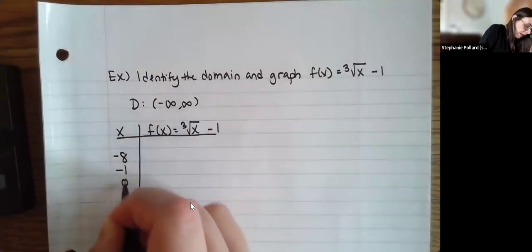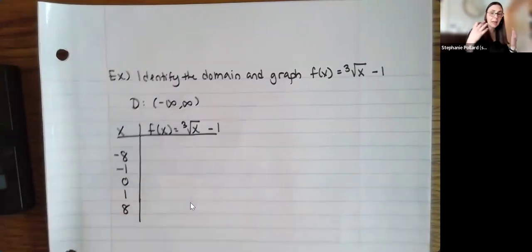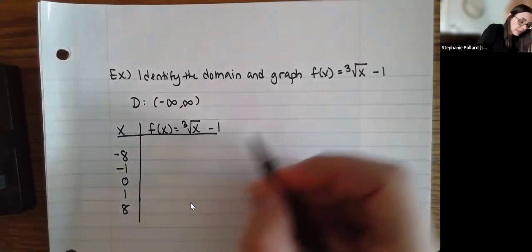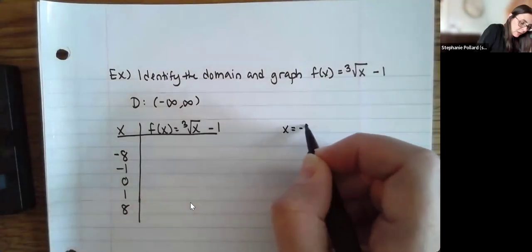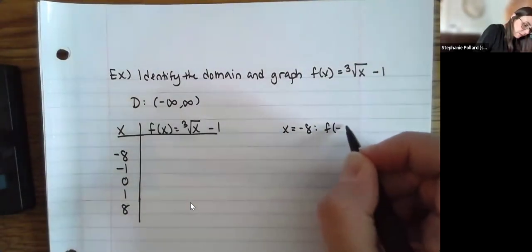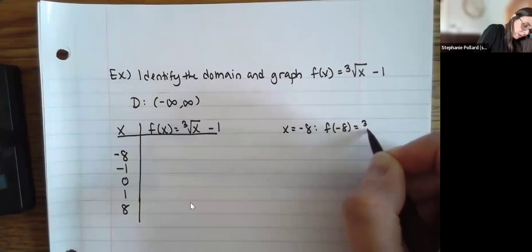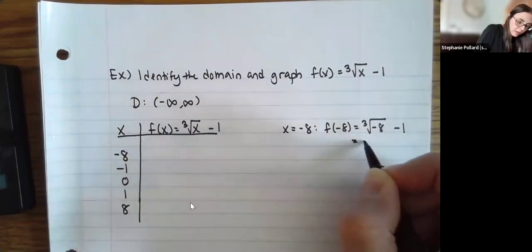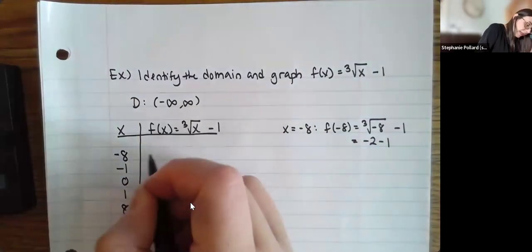-1, 0, 1, and 8. And again, I'm thinking ahead a little bit here because I'm saying, okay, that's a cube root. I would like to not have to use my calculator, although I can. So I'm just going to plug in these values. So let's do -8 first. I get the cube root of -8 minus 1. The cube root of -8 is -2, and -2 minus 1 is -3.